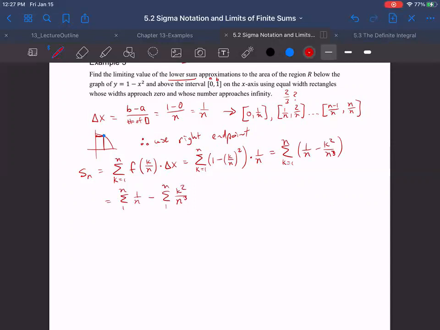Right, we just did that one on the previous page. What was it? 1, right? Because it's 1 over n times n, and so this one becomes 1. And so that gives us this next one, and this next one we can actually make like this. So this is 1 minus 1 over n cubed.